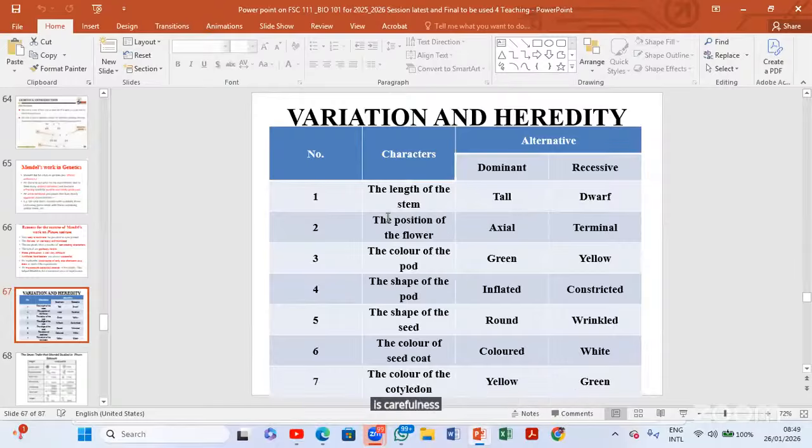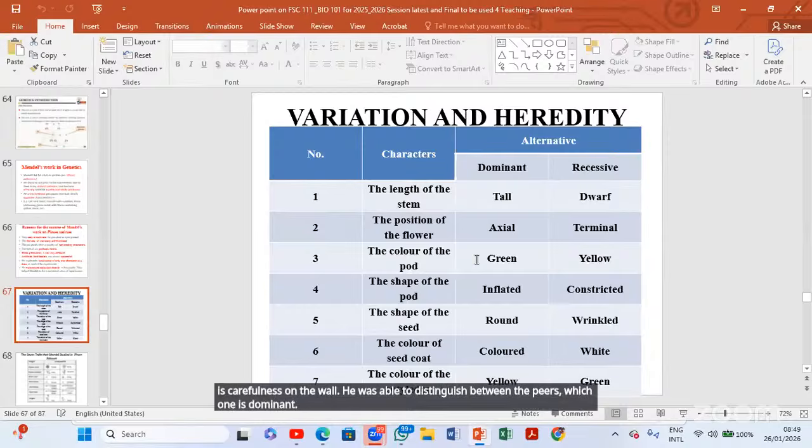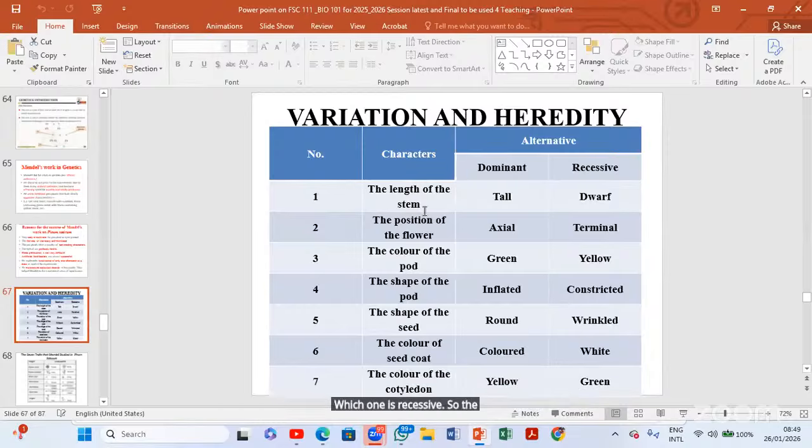On those 7 traits, after his careful work, he was able to distinguish between the pairs, which one is dominant, which one is recessive. So the length of the stem: tallness is dominant over dwarfness. The position of the flower. These are the characters, and these are the expressions he noticed on those characters. When he was considering the length of the stem, he found out that some are tall and some show dwarfness, but tallness is dominant over dwarfness.